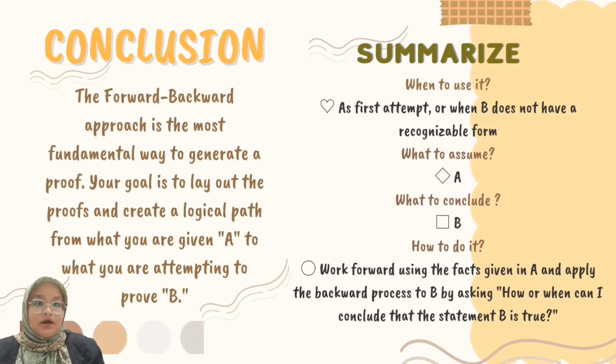Last but not least, the conclusion. The forward-backward approach is the most fundamental way to generate a proof. Your goal is to lay out the proof and create a logical path from what you are given, A, to what you are attempting to prove, which is B. When to use it: as a first attempt, or when B does not have a reasonable form. What to assume: A. What to conclude: B. And how you do it: work forward using the facts given in A and apply the backward process to B by asking how or when can I conclude that the statement B is true.